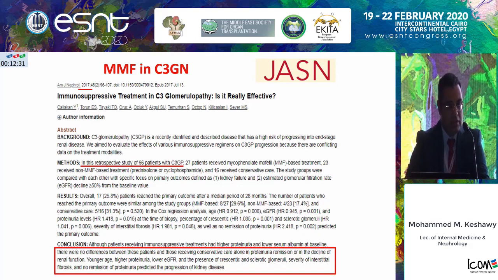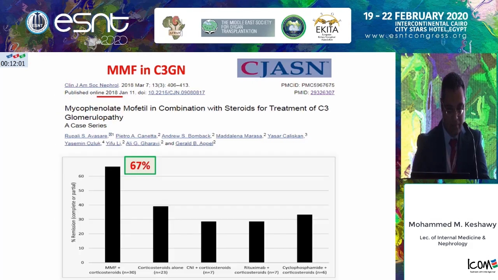In 2017, there is a negative study from Turkey. Actually, they showed there is no difference between patients who received MMF and patients who received conservative treatment, while it emphasized that renal function, younger age, higher proteinuria and lower GFR, the presence of crescents and sclerotic glomeruli, the severity of interstitial fibrosis, and no remission of proteinuria predict the progression of the disease.